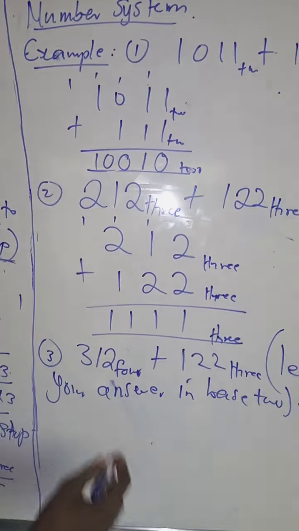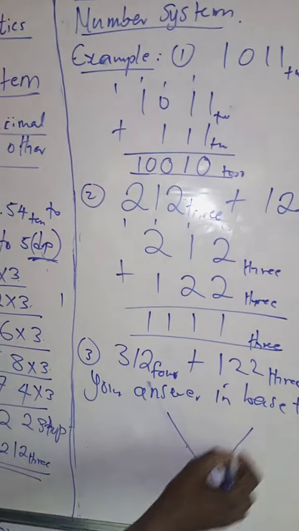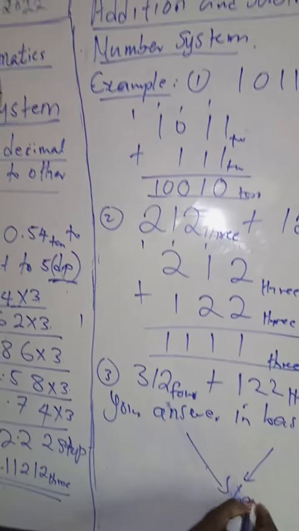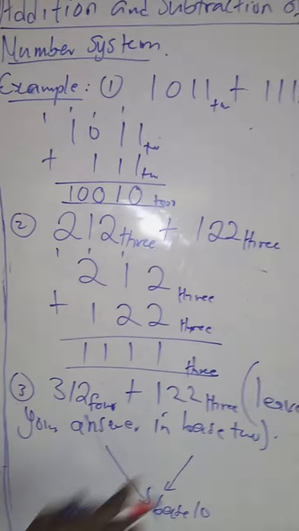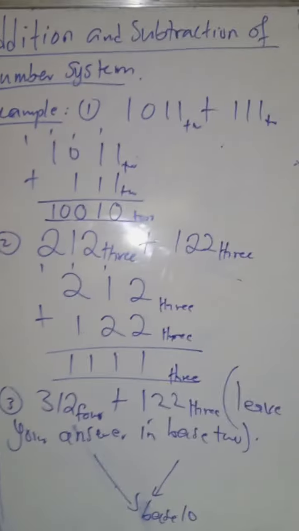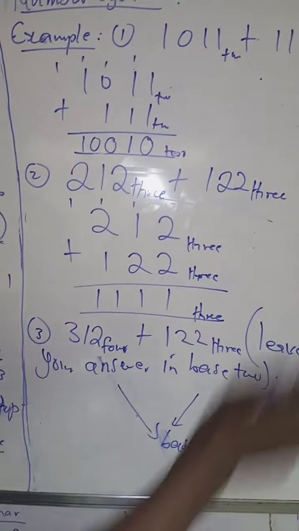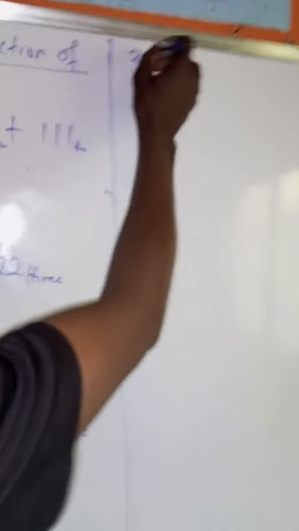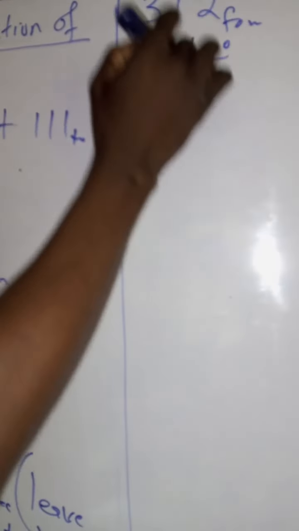So that one tells you that I'll bring the two to base 10. Then I'll do my addition, and I'll now return it to base 2. Let's quickly do it. If I want to bring this one to base 10, of course, like we normally do, this is base 4. Don't forget 4, 4, 4, power 0, power 1, power 2.